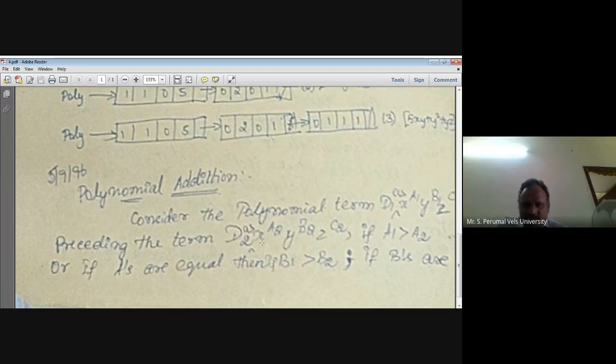X, Y, Z are the three coefficient values. Here A1, B1, C1, A2, B2, C2 are the power values for the first term and second term.